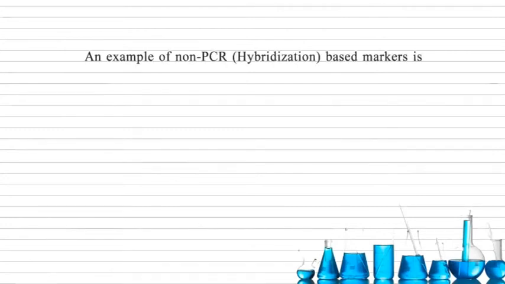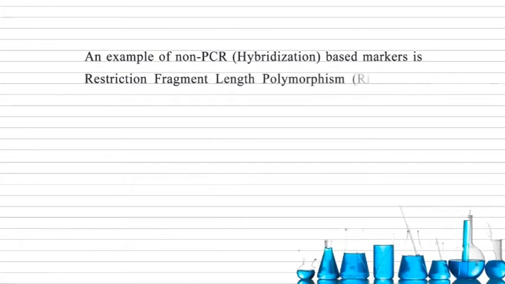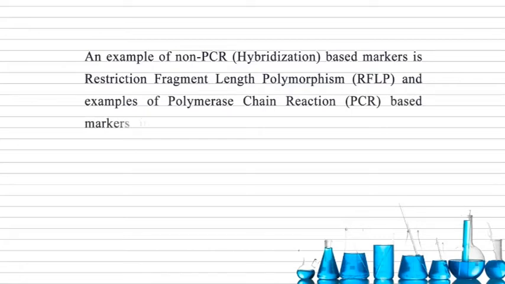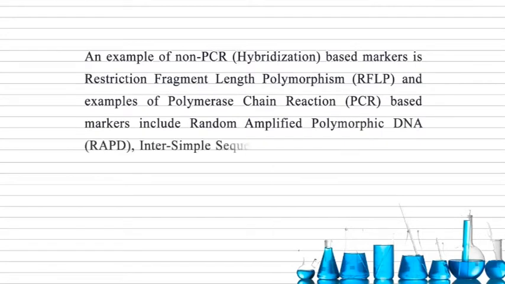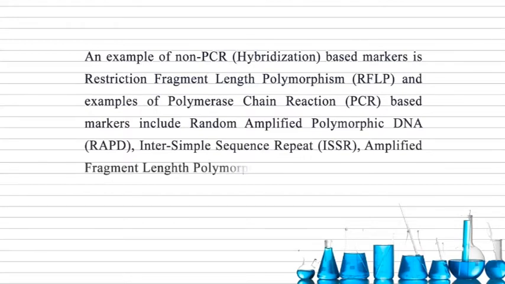resource conservation, etc. DNA markers used for profiling may be either non-PCR or hybridization-based markers or polymerase chain reaction or PCR-based markers. An example of non-PCR or hybridization-based markers is restriction fragment length polymorphism, or RFLP in short, and examples of polymerase chain reaction or PCR-based markers include random amplified polymorphic DNA, or RAPD in short, inter-simple sequence repeat, or ISSR markers, amplified fragment length polymorphism, or AFLP, etc.